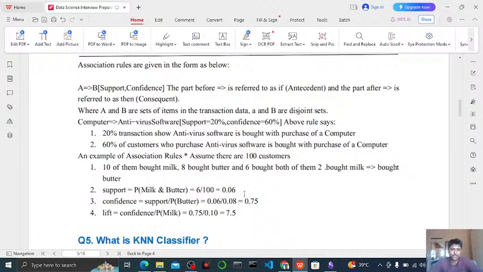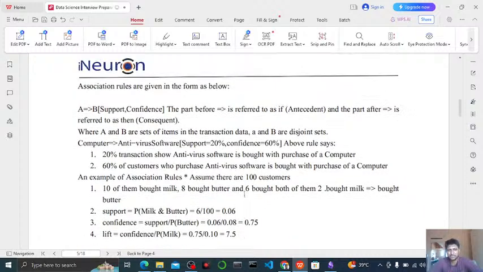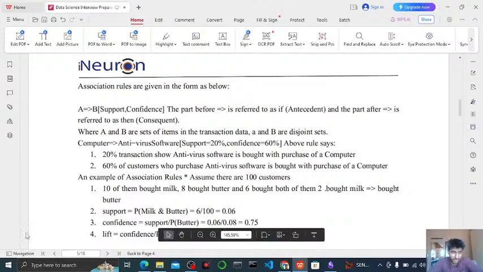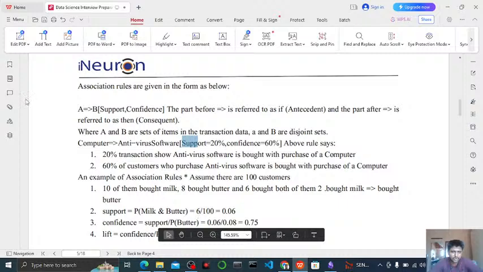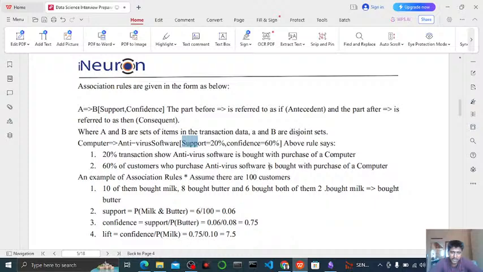Okay, so these are the things, folks. For this A to B rule, you will find the support and confidence. The part before is referred to as the antecedent, and the part after is referred to as the consequent. So for antivirus software, how much support and how much confidence? That rule says, okay, 60% of customers who purchase antivirus also purchase a computer.